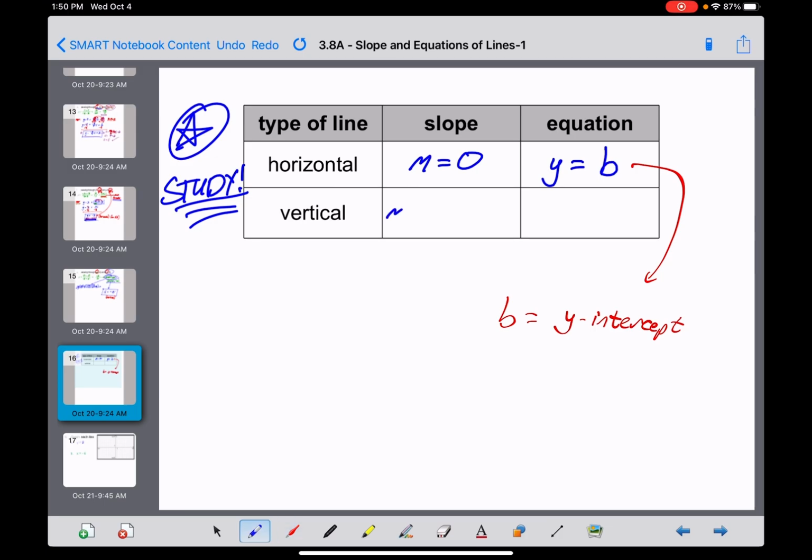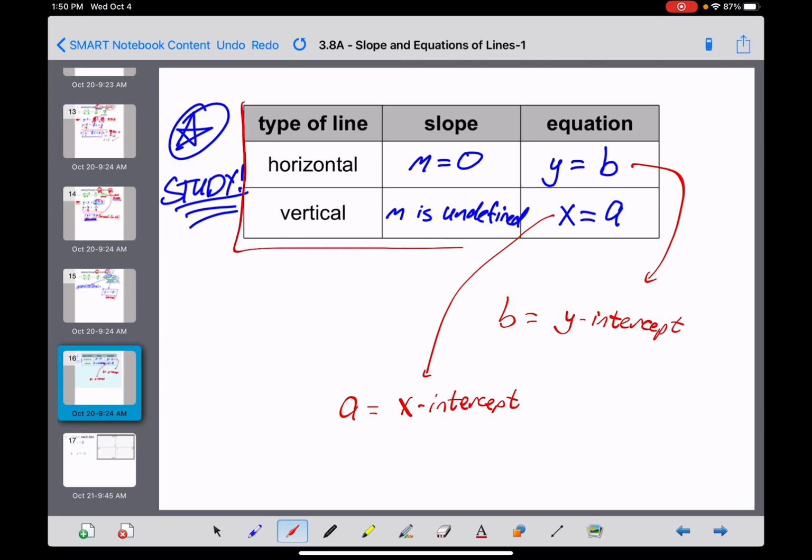Now, where can we go from there? Vertical lines have a slope that is undefined. Or you could say there is no slope. And the equation of a vertical line would be x equals, but not b. That's not our y-intercept. It's actually a constant called a. And as I told you guys earlier, if b is your y-intercept, then a is going to be your x-intercept. All right, so that table, I think, would be really, really good for you guys to have in your notes. So just about done.